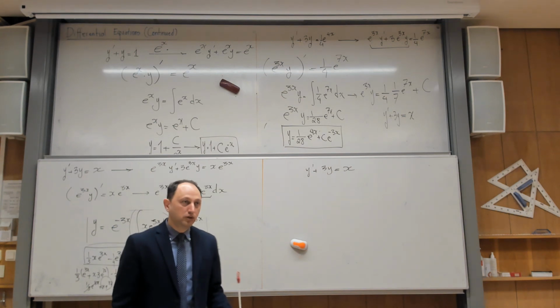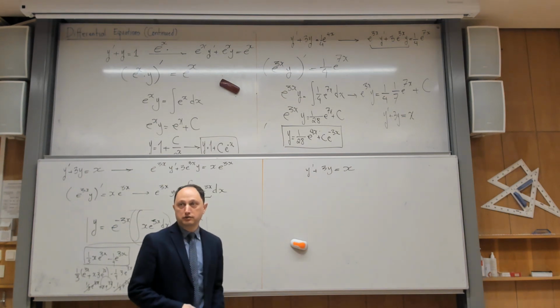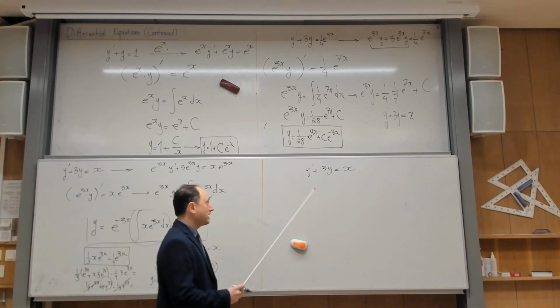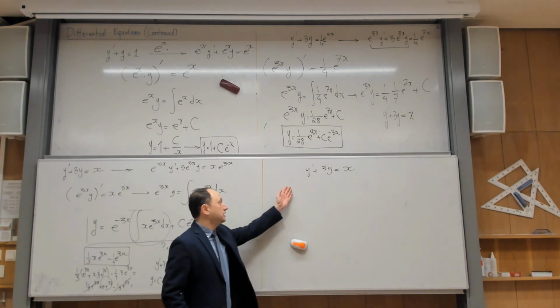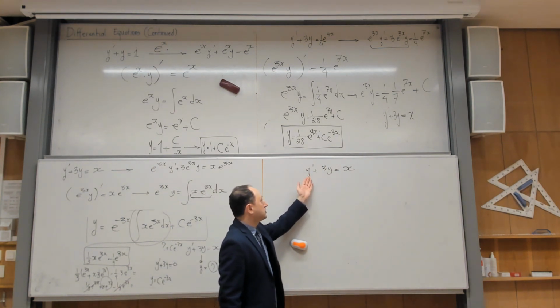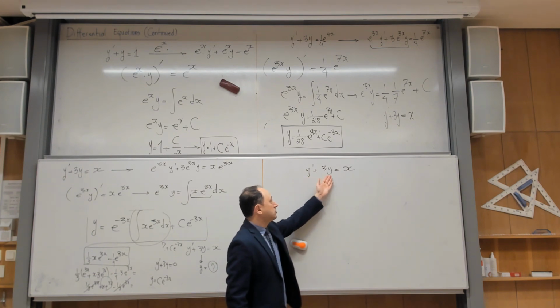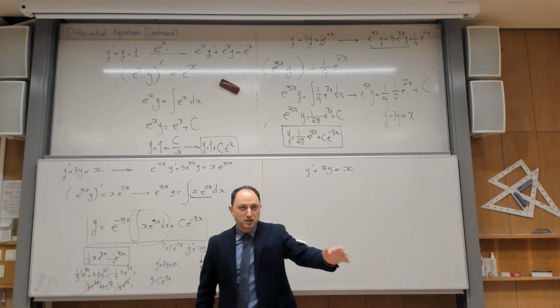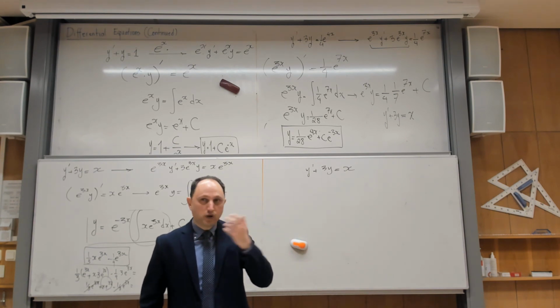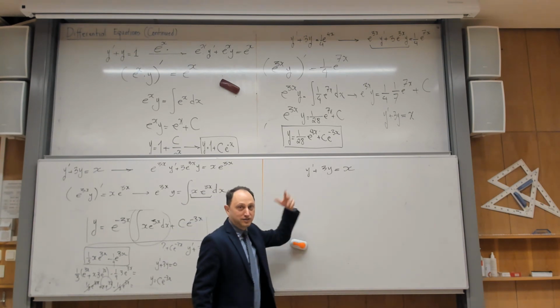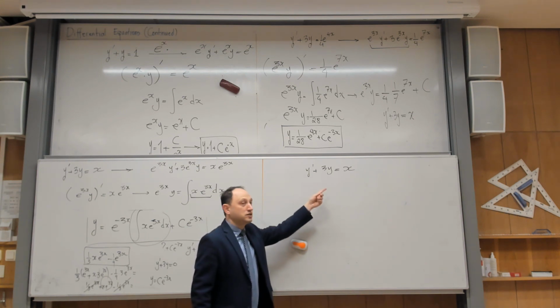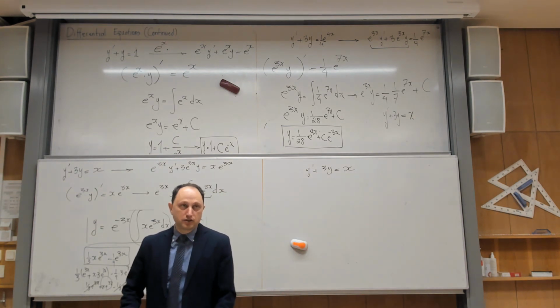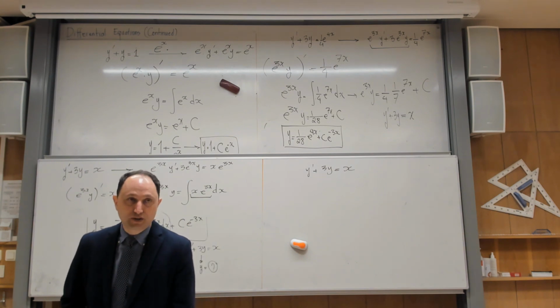Is it reasonable to guess an exponential function? No. Because if I have an exponential function and put it here, the derivative of an exponential function is an exponential function. So I will have the sum of two exponential functions, so it cannot be x. So try to rule out some possibilities. What type of functions do you expect, if any, will satisfy this differential equation?